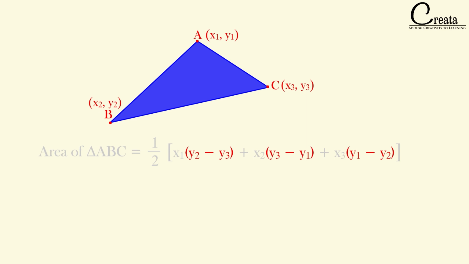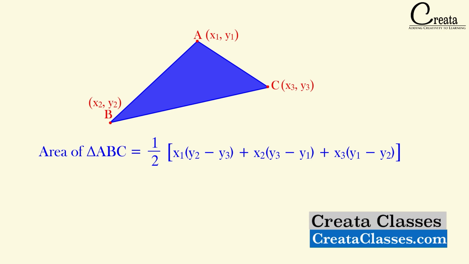Further, in the brackets only y coordinates are coming. And if you observe the subscripts, 1, 2, 3, they are in a cyclic order. In the second term, it is 2, 3, 1, which is also in a cyclic order, like 1, 2, 3, 1, 2, 3. Similarly, 3, 1, 2 in the third term is also in a cyclic manner. So this is a small remembering technique. If it is helpful, you can remember this formula. Otherwise, you are always open to generate your own technique to remember the formula.